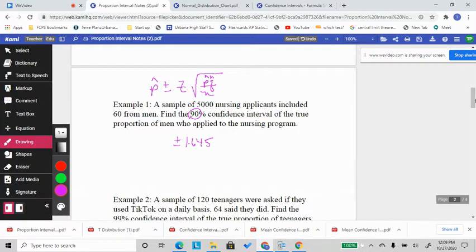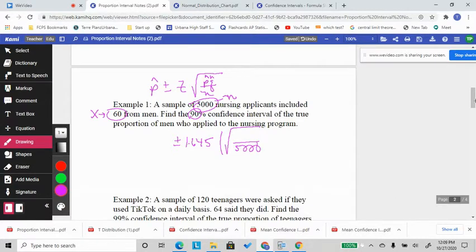All right, so we have 60 men, that's X. That's how many successes, how many male nursing applicants, and this is our N. All right, I tend to go and do the graphing calculator first and then fill in the rest of my answers. I can fill this in and say this is 500 because N is 500.